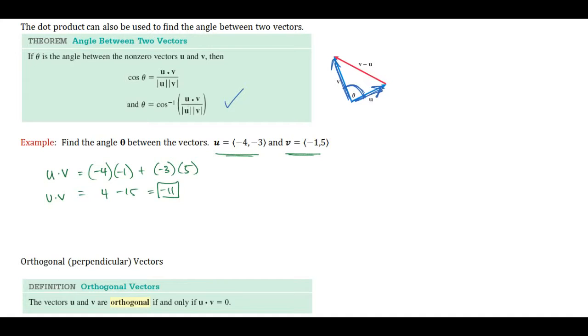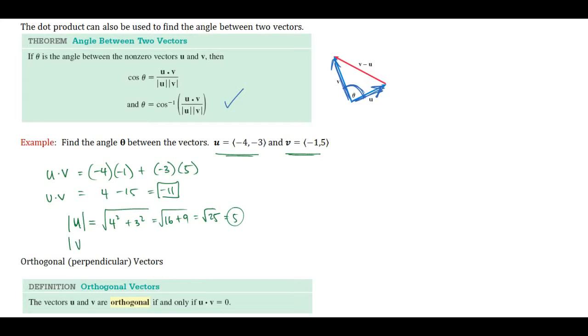But look what else we need in the formula. We need the magnitude of u. So if I want the magnitude of u, then what I would do is I would square that. So 4 squared plus 3 squared, all square rooted. So 16 plus 9, which is 25. It might bother some people that I drop the negatives, but if they're going to be getting squared, the negatives are going to disappear anyway. And so the magnitude is 5 for u.